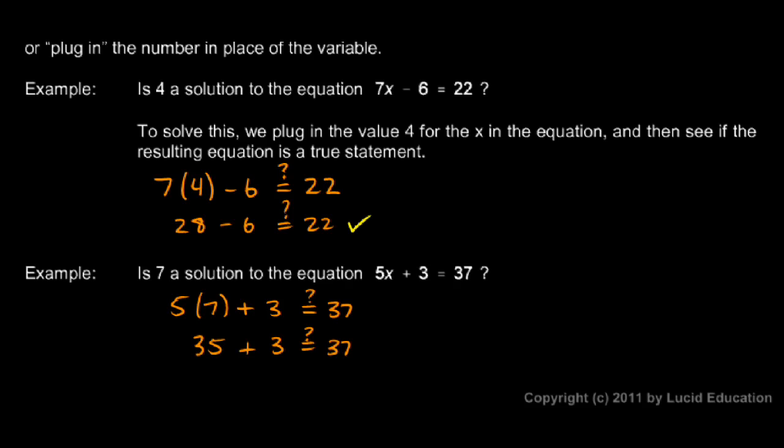Is that equal to 37? And you can tell that it's not. 35 plus 3 is 38, not 37. So the number 7 is not a solution to this equation. So the answer here would be no, if you want to write an answer to the question. And the answer to the example above would be yes.